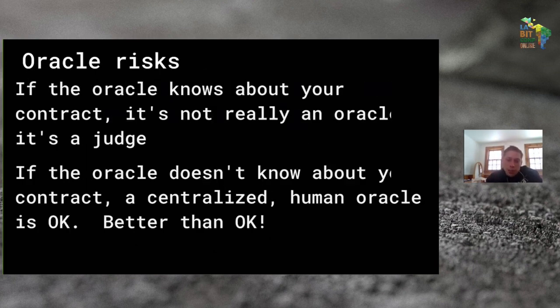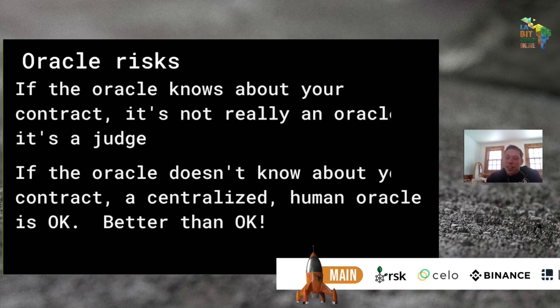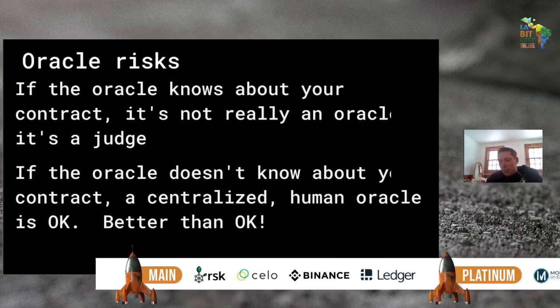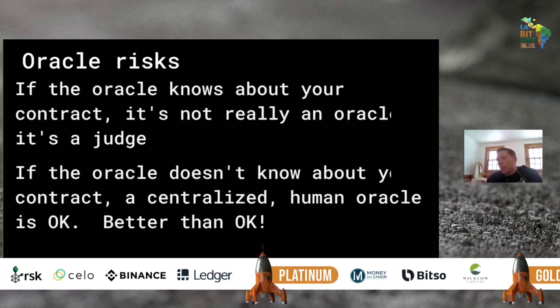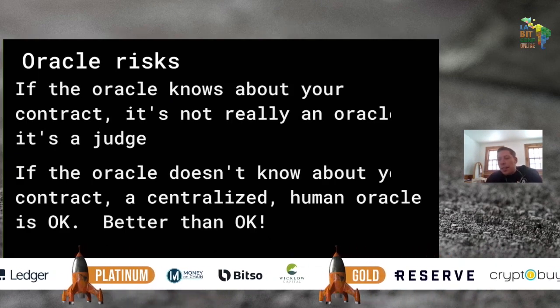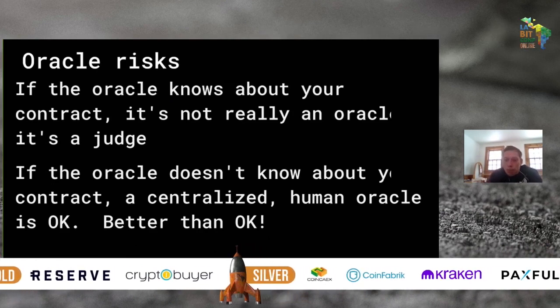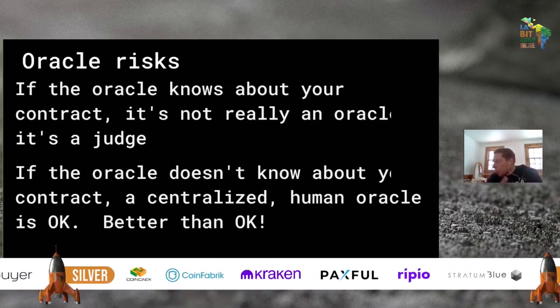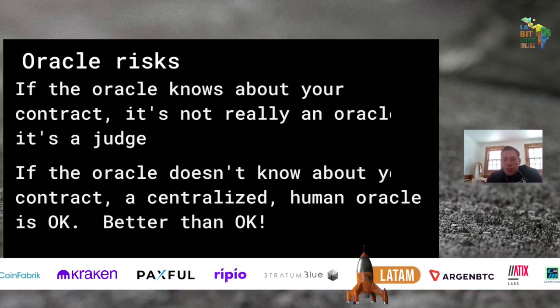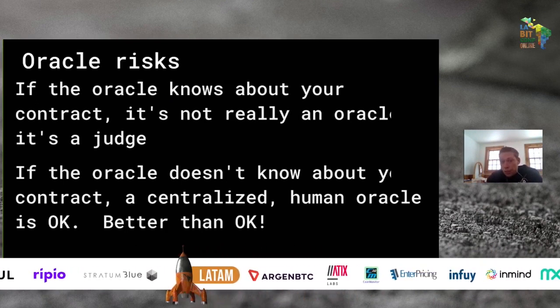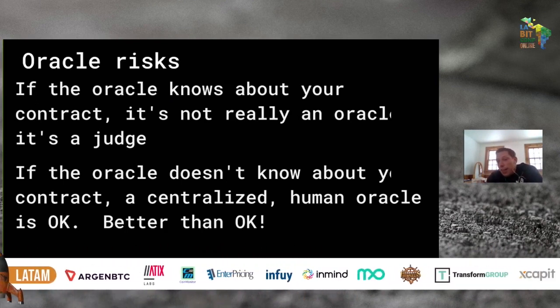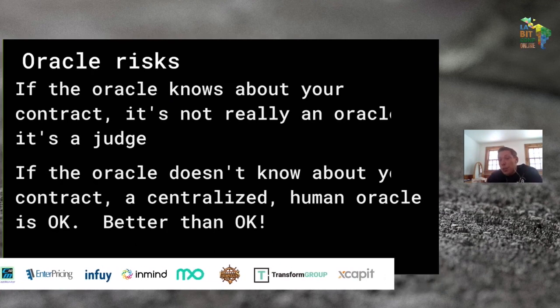And so this really brings up sort of oracle risks, where if the oracle knows about your contract, it's not really an oracle, right? It's a judge. Because if they see the contract they're sort of reporting a price for or reporting data to, they can make up whatever they want, and they can determine the outcome and then report the data. So you can sort of work backwards that way. However, if the oracle doesn't know your contract, then it's actually okay to have sort of a centralized human oracle. And I would argue it's better than okay.